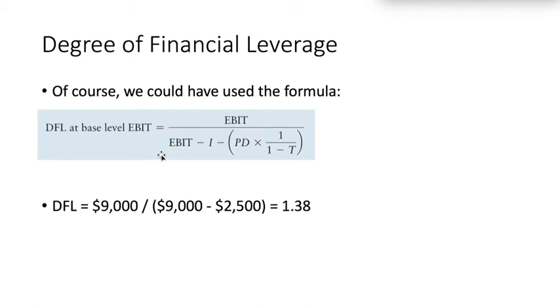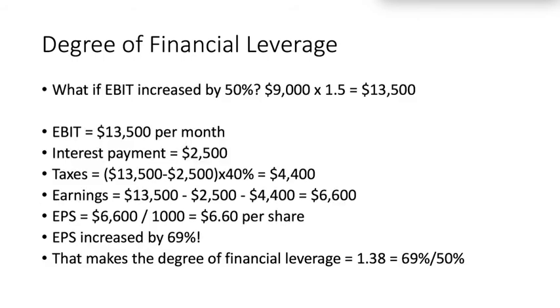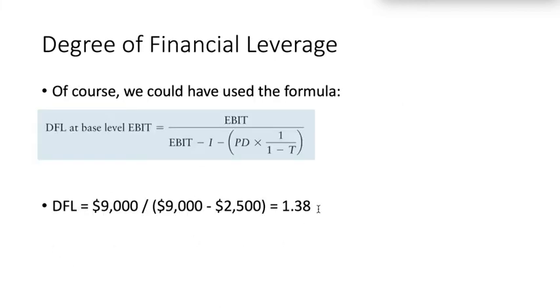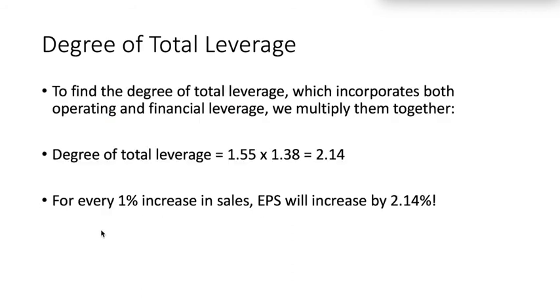Now, there is an easier way to do this, which is using this formula directly. So we just input the information here into the formula, and we get 1.38, right? The same amount as doing this exercise. And the degree of financial leverage, 1.38, means that for every 1% increase in EBIT, EPS is changing by 1.38%.